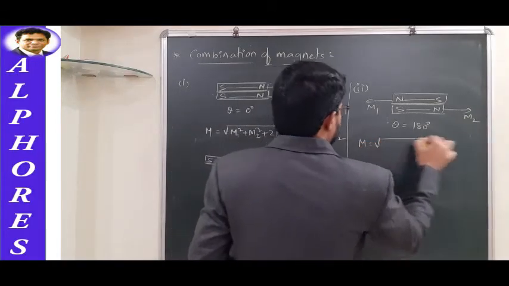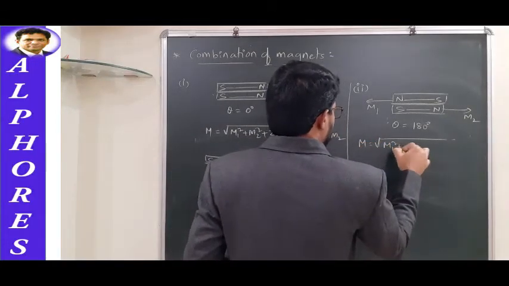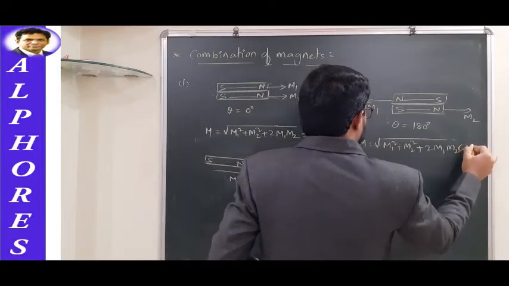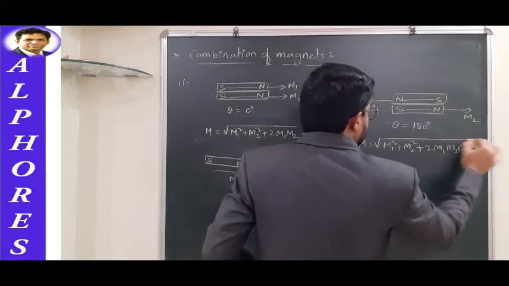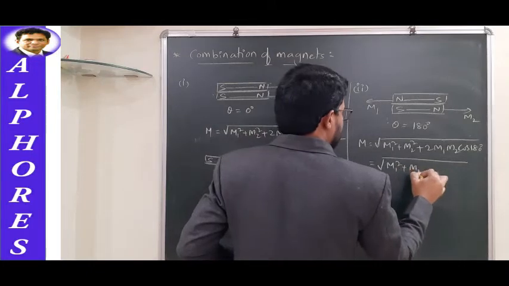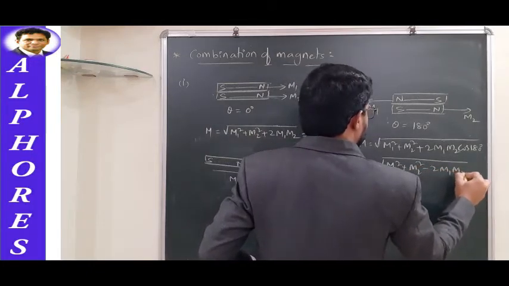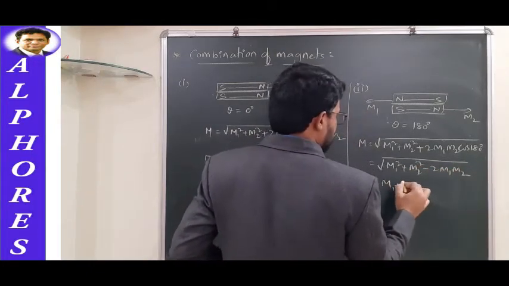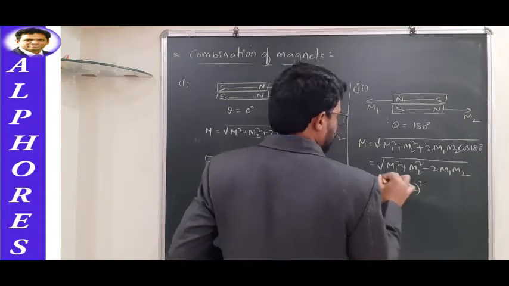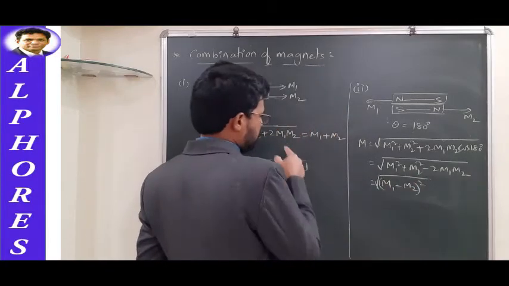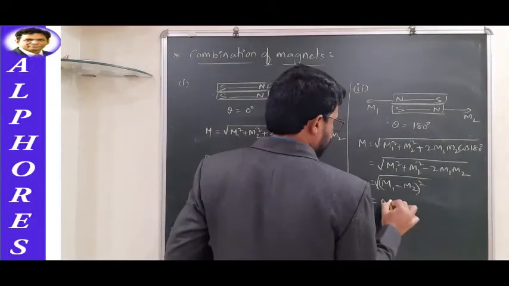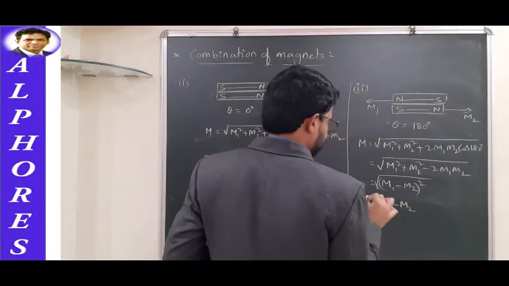M is equal to under root m1 square plus m2 square plus 2m1 m2 cos 180. Cos 180 is minus 1. So what you will have? m1 square plus m2 square minus 2m1 m2. This is nothing but m1 minus m2. Actually you will have a whole square under root. Square and root get cancelled. Here the same thing can be done here also. Square and the root get cancelled. You will have m1 minus m2.